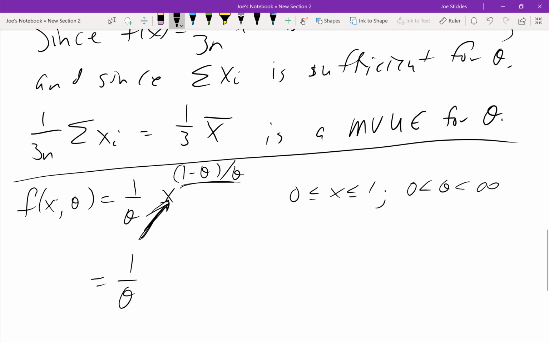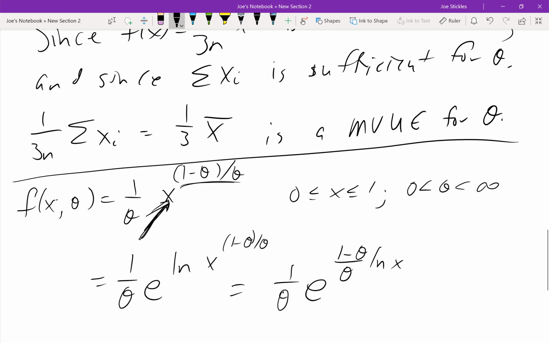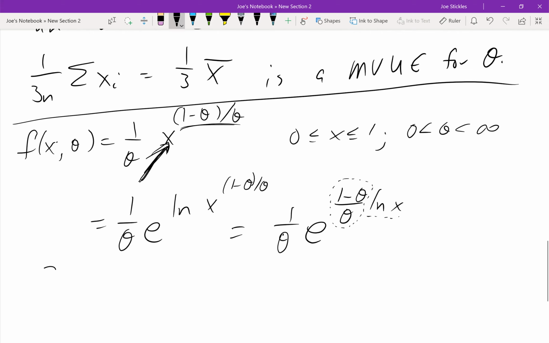Okay? So this is e to the natural log of x to the (1 minus theta) over theta, or 1 over theta e to the ((1 minus theta) over theta) natural log of x. So here's your function of theta. Here's your function of x. Right? So now we've done that exponential form piece again. So what would be sufficient for theta? Good.